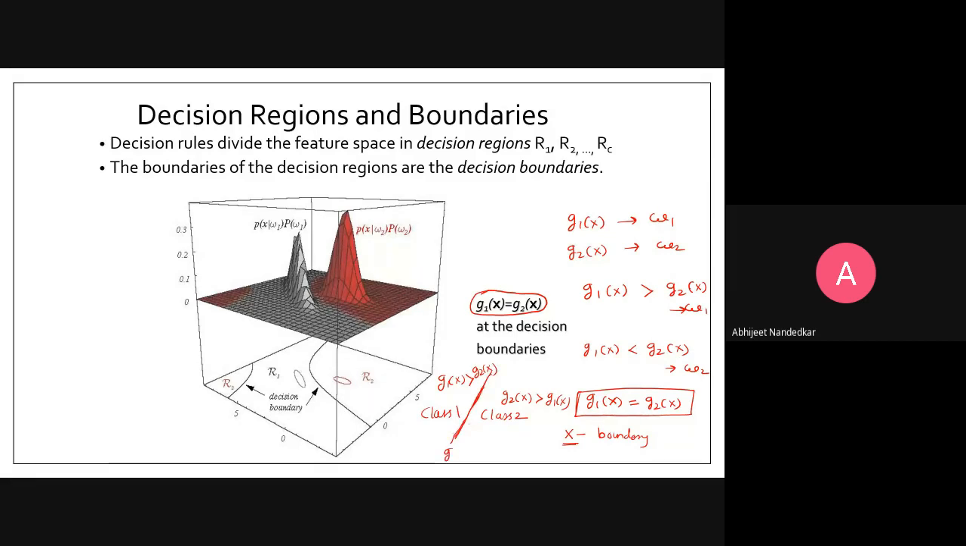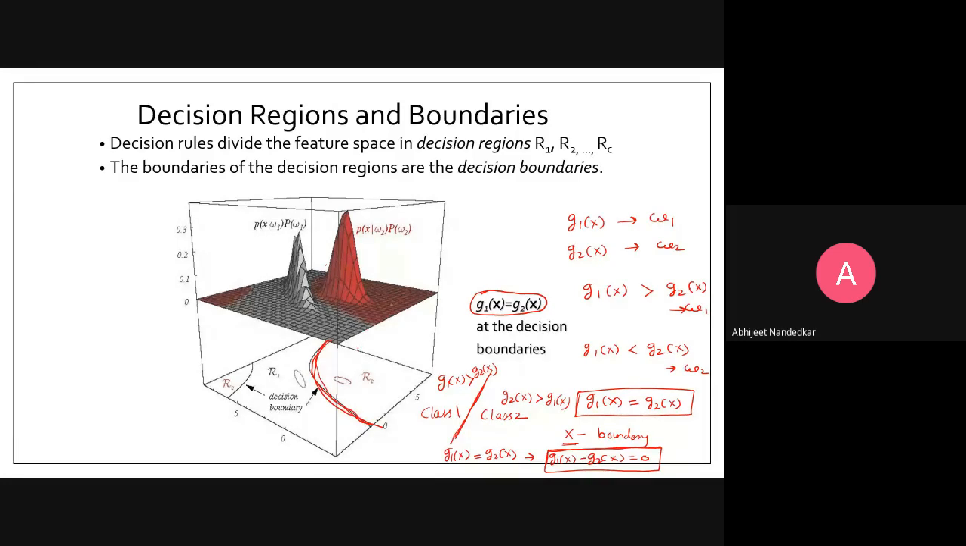On this boundary, g1x is equal to g2x, or I can write this as g1x minus g2x equal to 0. So that will be my boundary equation. I can find the boundary equation by just subtracting g1x and g2x. That will give me the decision boundary. Here you can see a boundary like this between, say, region 2 and region 1. So this is a curve which is coming from our base decision.